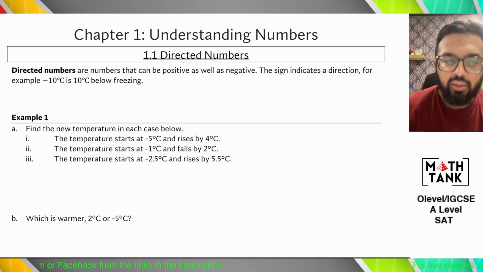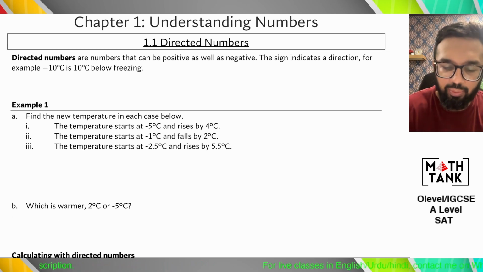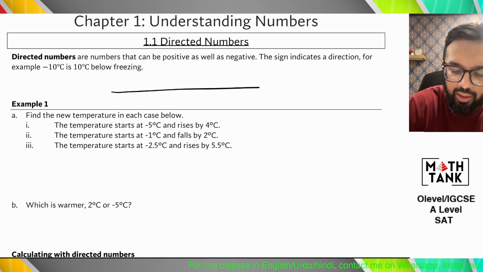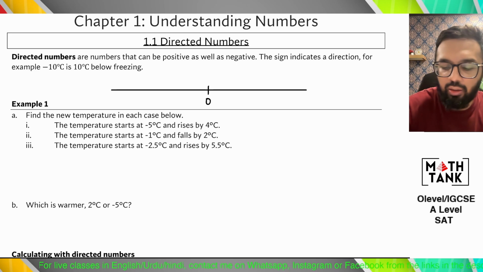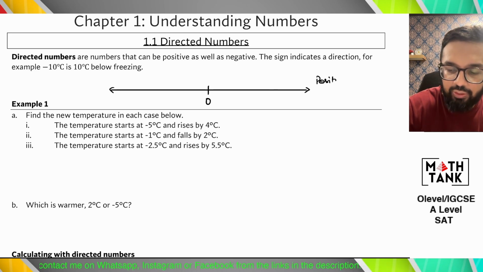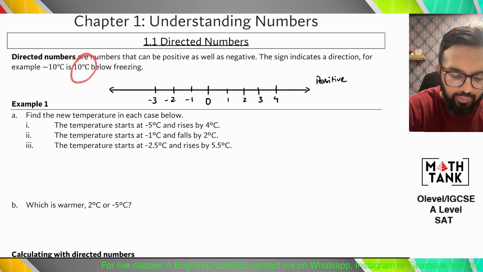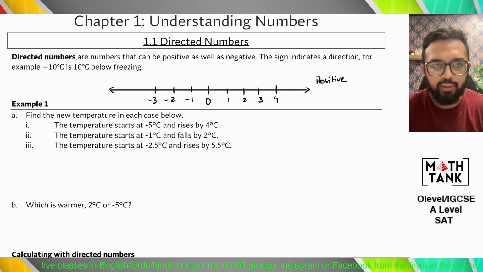So let's begin. The first chapter is called Understanding Numbers. First, we understand what we call directed numbers. I am pretty sure everybody must have seen a number line by now. On the right hand side, numbers become positive. So you have 1, 2, 3, 4, and so on. On the other side, numbers become negative. So numbers with either a minus sign or a plus sign. If there's no sign, you say that it has a plus sign.